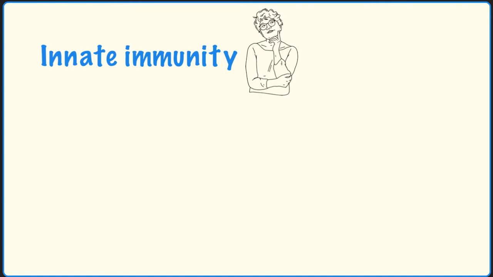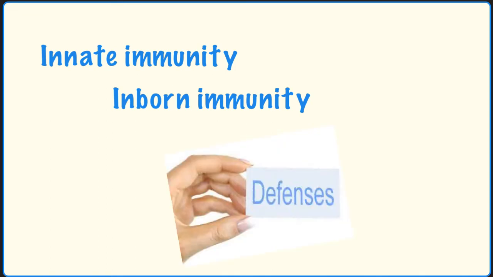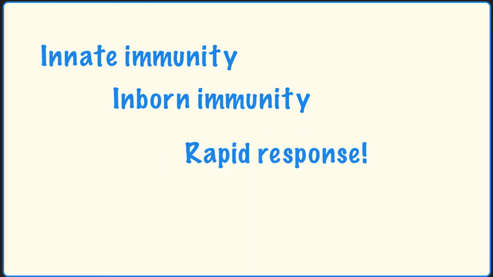Now let's first take a look at innate immunity. Innate immunity refers to this immunity that you're born with. Sometimes it's referred to as inborn immunity. It refers to all of these defenses that are basically always present, and they are there to act in case something foreign comes into the body. Now, because of this, innate immunity is a rapid response. It is fast acting, but it is also non-specific. Let's take a closer look at the various components of innate immunity.